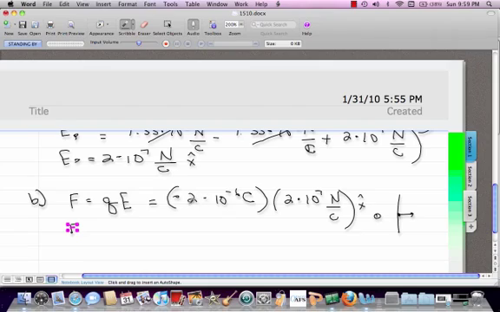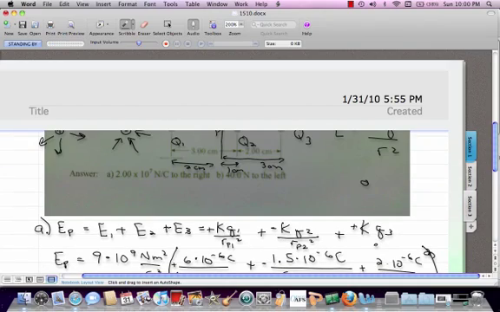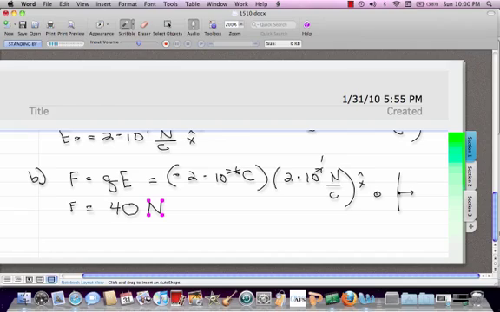so if I look at the signs here, I have my negative 6 cancels with 6 of my 7, so I'm left with a 1. And I get 2 times 2 is 4. So I get 4 times 10 to the 1 is 40. So that would be 40 newtons. And again, the direction is to the left. Yes. So the direction is in the negative x direction.